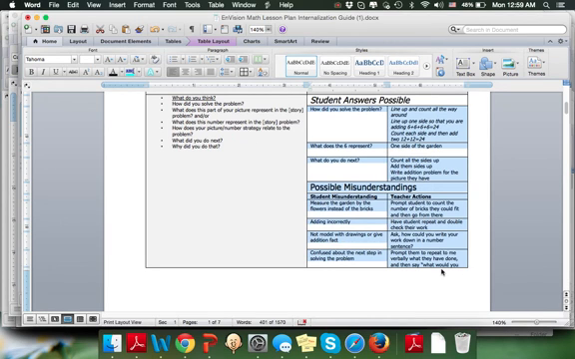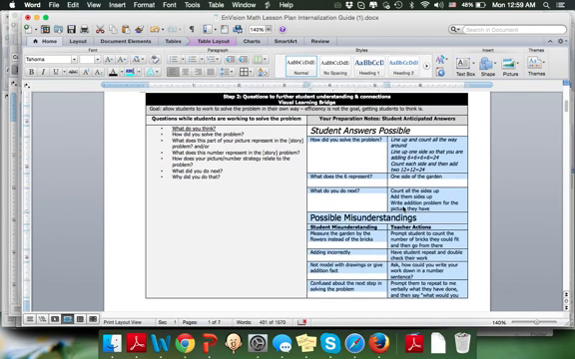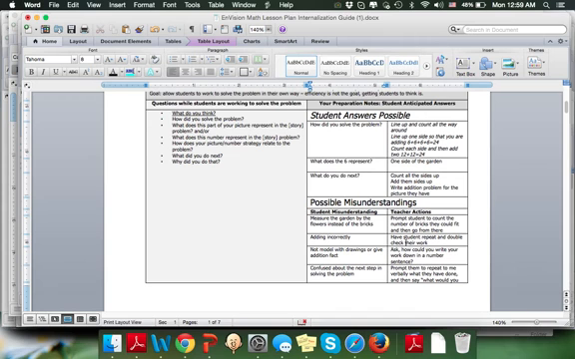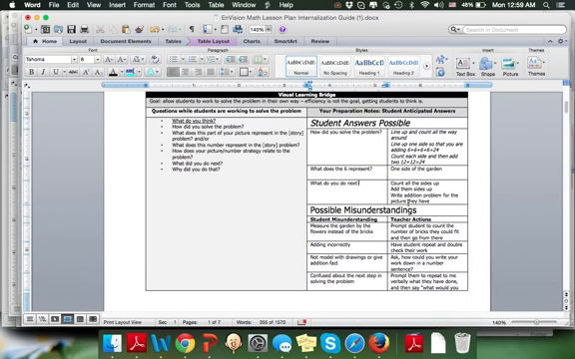So we can't script for everything. We can't script these lessons out because they could go a million different ways. What we can do is really think through what could possibly happen and what could I do to help make sure that my students are most successful.